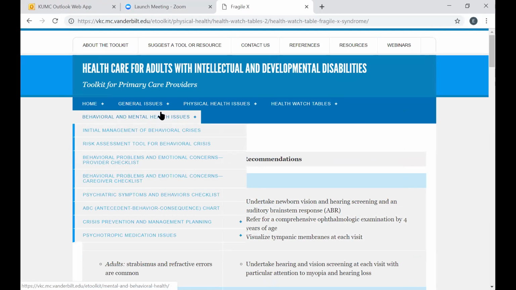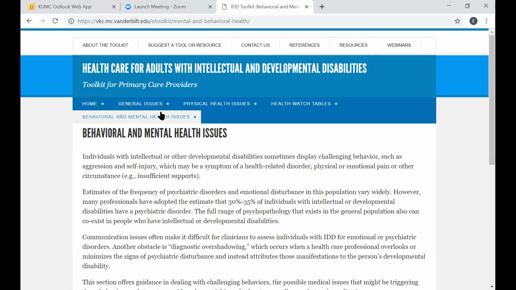Oh, and then there's a section on behavioral and mental health. As I mentioned, 30 to 35% of the time there may be an underlying psychiatric disorder. And a lot of times it's easier to say, oh, well, that's just part of their developmental delay or part of their syndrome. That seems easier, I guess, than trying to uncover a psychiatric disorder, but we need to be considering those things.